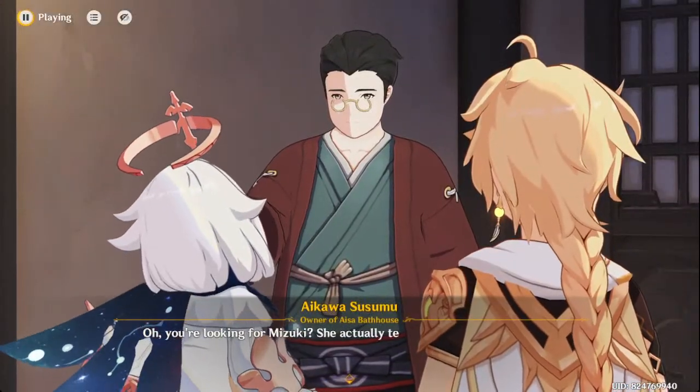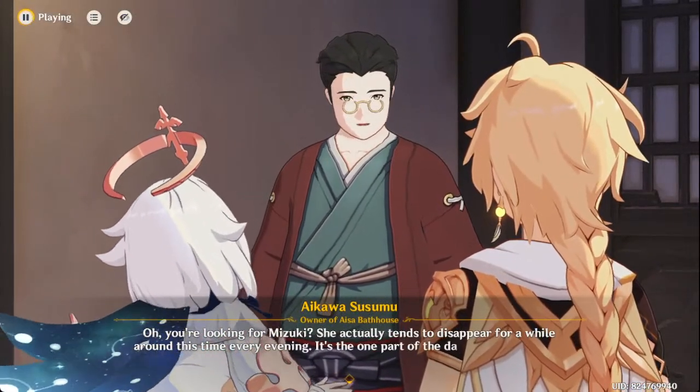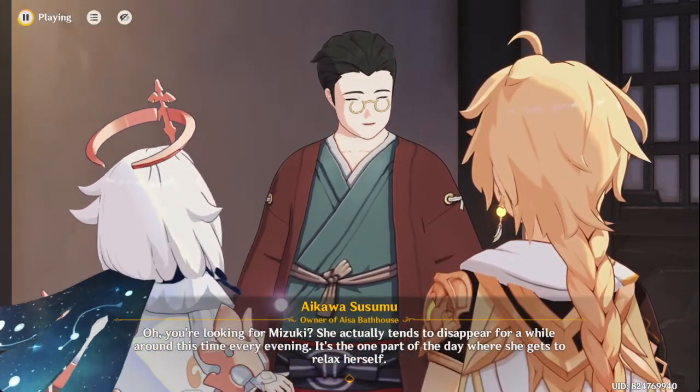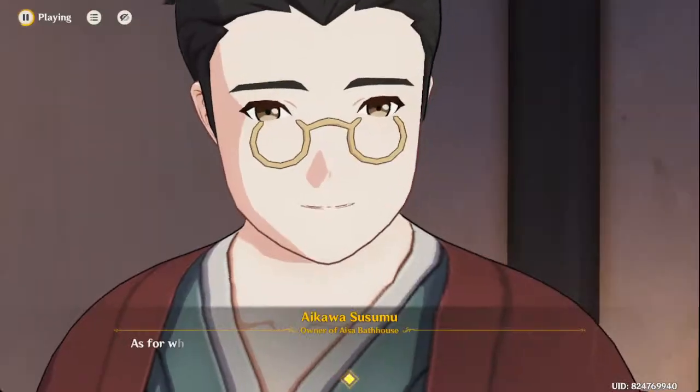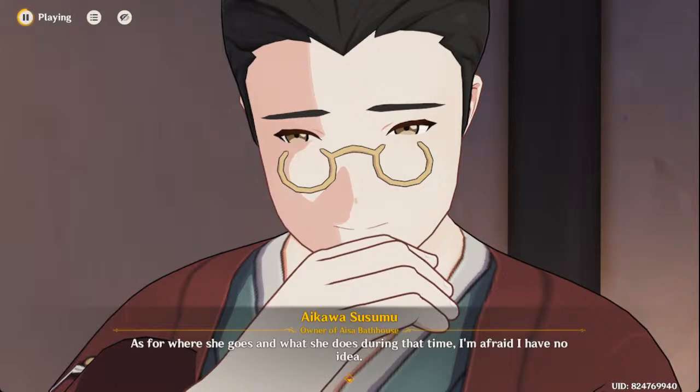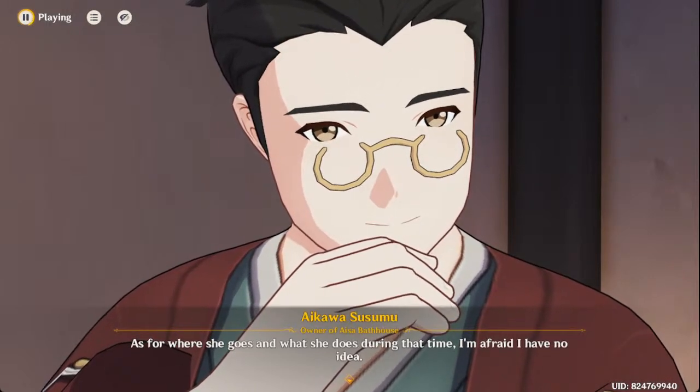Oh, you're looking for Mizuki? She actually tends to disappear for a while around this time every evening. It's the one part of the day where she gets to relax herself. As for where she goes and what she does during that time, I'm afraid I have no idea.